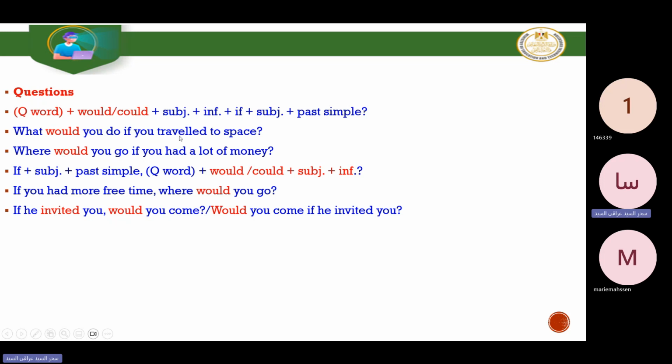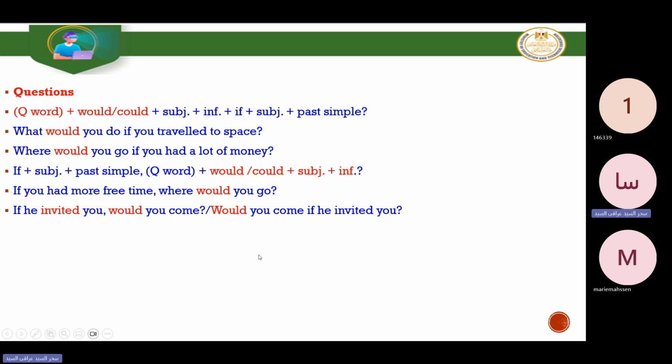What would you do if you travel to space? Of course, I can start with if you travel to space, what would you do? Where would you go if you had a lot of money? Of course, I can start with if you had a lot of money, where would you go? Okay. Another one. If you had more free time, where would you go? What about yes, no questions? If he invited you, would you come? Or would you come if he invited you? Of course.